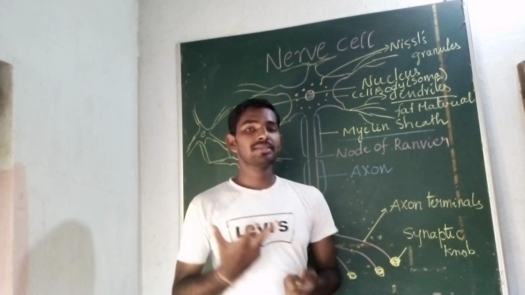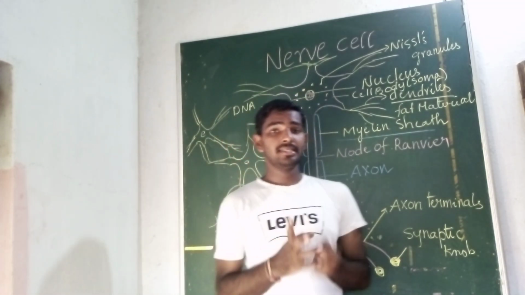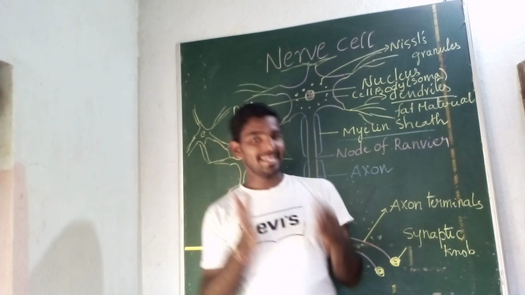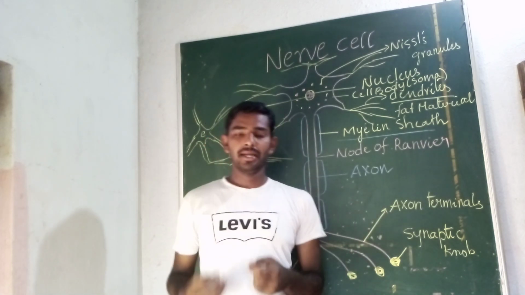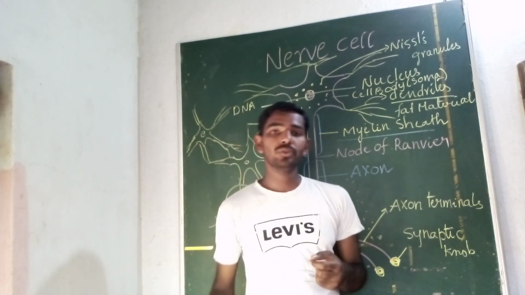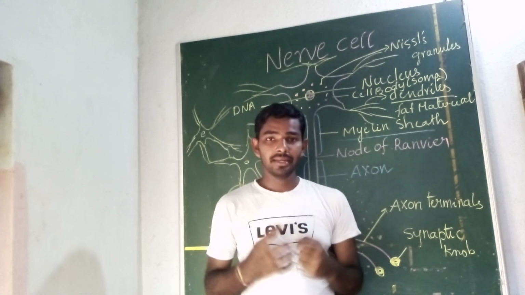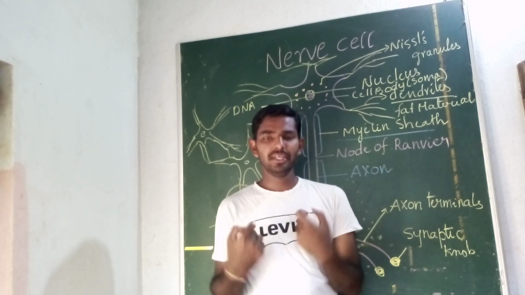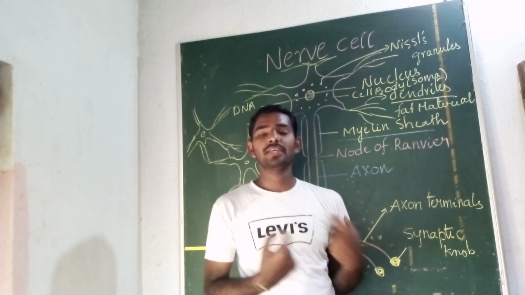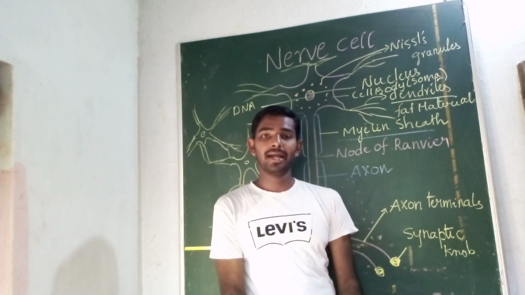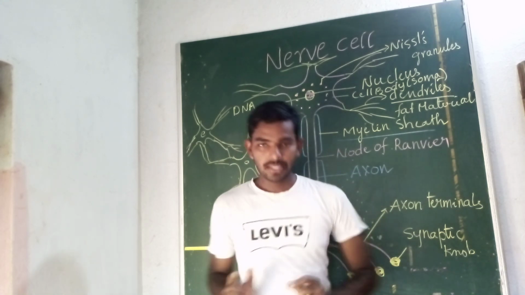Nerve cells are also of two types: motor nerves and sensory nerves. Sensory nerves pass the information from the affected part to the brain. And the motor nerves, once the brain recognizes the problem, what happened to our skin, will pass the information from the brain to the affected part. That is motor nerves. So this is about the nerve cells.